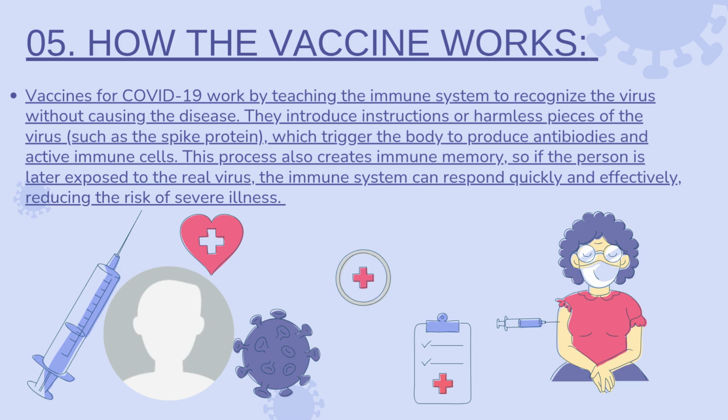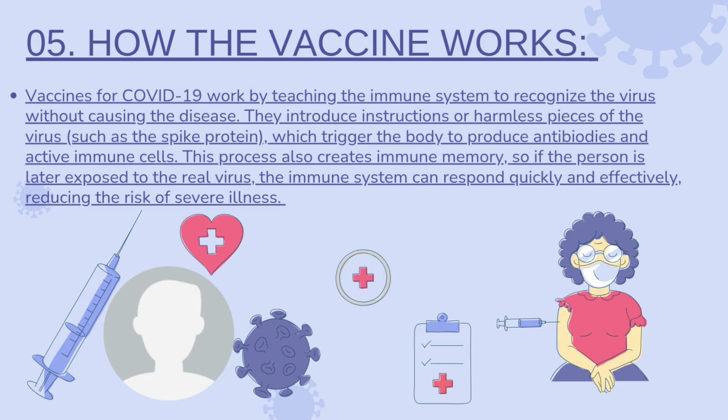So next, we're going to be going over how the vaccine works. So to begin, the vaccines help train our immune system to recognize and fight the virus without actually making us sick or with reduced symptoms. They do this by introducing harmless instructions or pieces of the virus, like the spike protein, which causes the body to create antibodies and activate immune cells. The antibodies help protect us if we are exposed to the real virus later on.